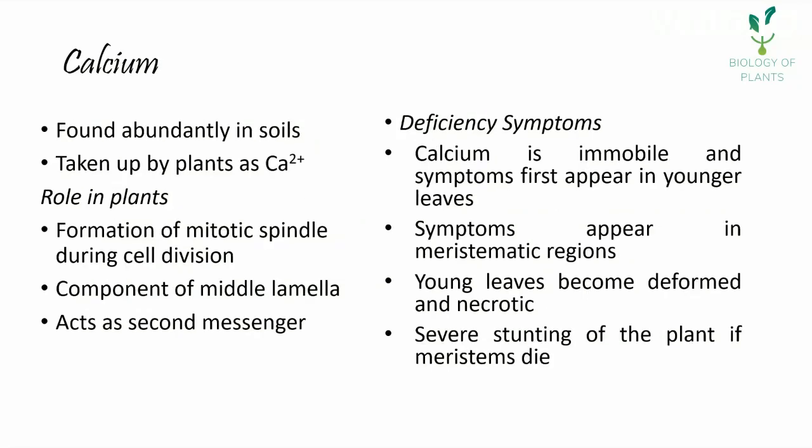Calcium is found abundantly in the soil in the form of calcium ions. Calcium plays a very important role in maintaining the integrity of the plant cell. It is also a constituent of the middle lamella of cell walls in the form of calcium pectate. It is required as a cofactor by some enzymes involved in the hydrolysis of ATP and phospholipids, and it acts as a second messenger in metabolic and genetic regulation. Very importantly, they are involved in the formation of mitotic spindle during cell division.